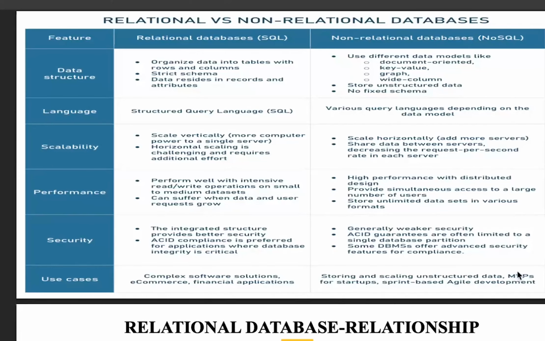So basically, the difference between relational and non-relational databases: a relational database stores structured data in rows and columns, mainly data in tables that have rows and columns, and non-relational stores unstructured data. So that's the major difference.